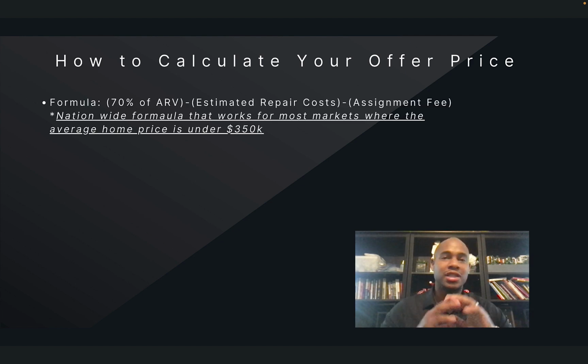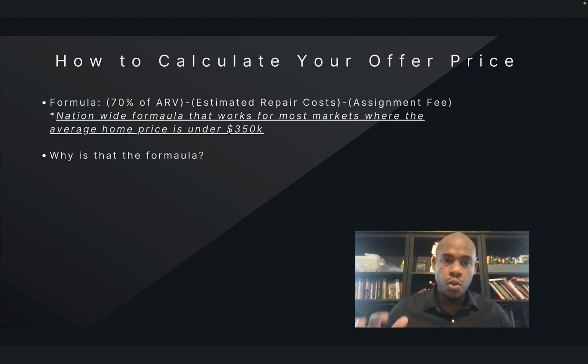So the formula, the nationwide formula that everybody uses, is 70% of ARV minus the estimated repair costs minus your assignment fee. That is typically the nationwide formula for the markets that we're going to target, those markets where the average price home is under $350,000. That's that nationwide kind of formula that fits every bucket, right?